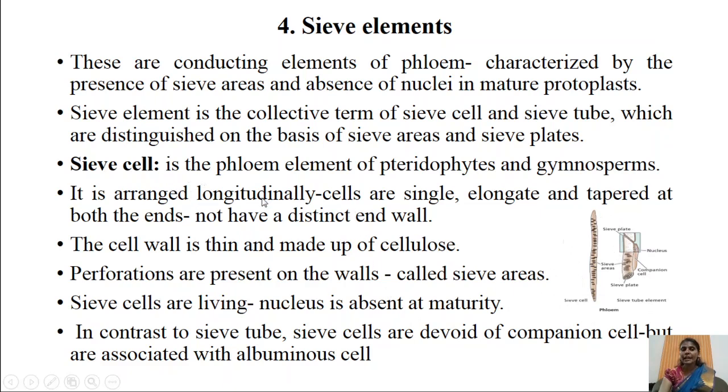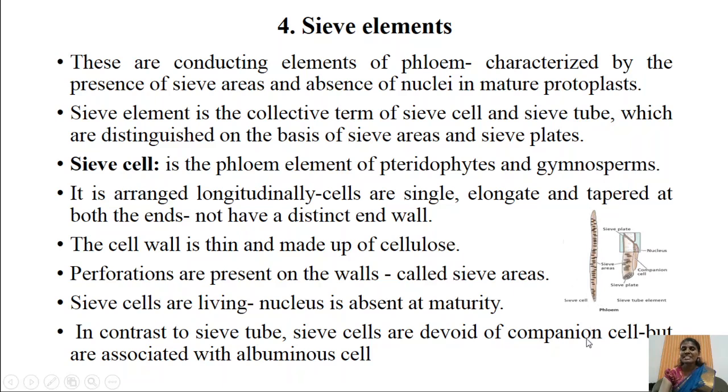Sieve cell is a phloem element of pteridophytes and gymnosperms, which are non-flowering plants. It is a type of sieve element arranged longitudinally, where the cells are single and elongated in shape, and provided with tapered ends. Both the ends are tapered. They don't have a distinct end wall.